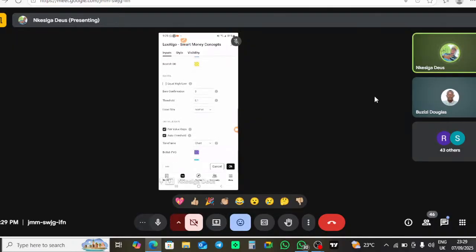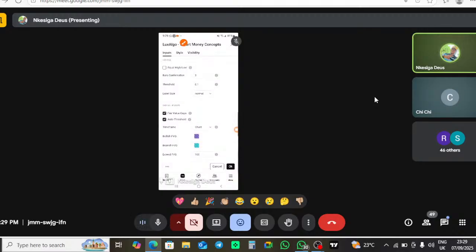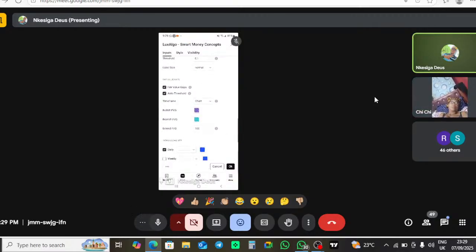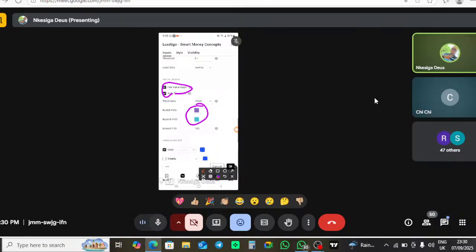And we scroll down. We come here on label size. We choose normal. Then we scroll down slowly. We take auto thresholds, and the fair value gaps. They must be having ticks. Are we getting the point? Now we come to this point here. This one is for fair value gaps.